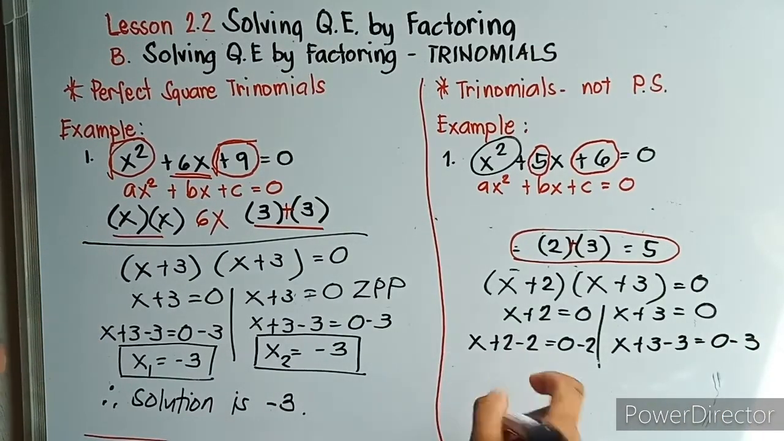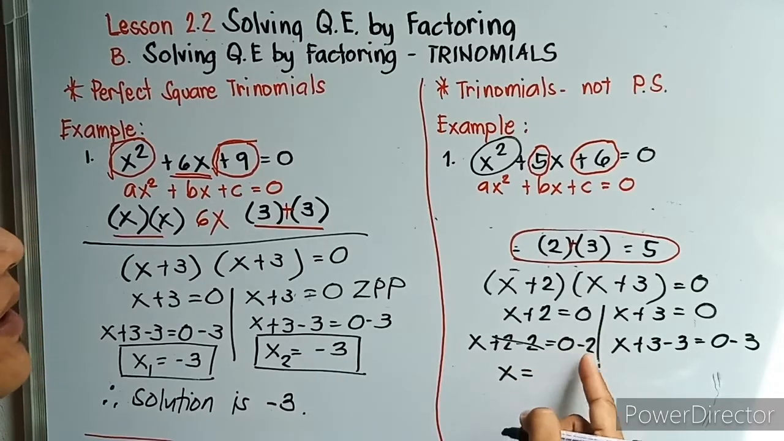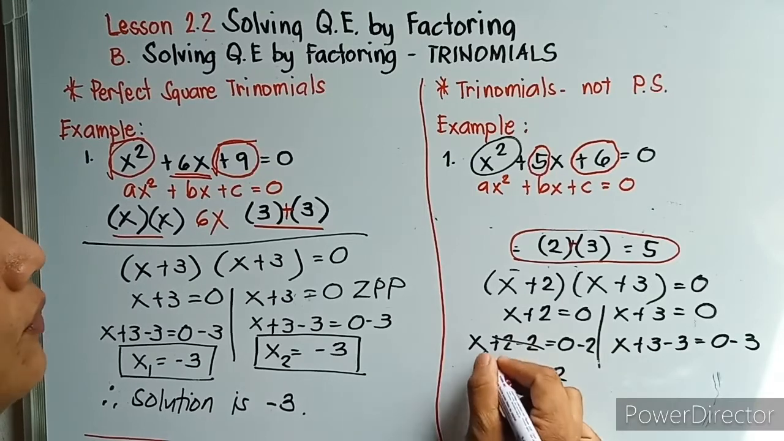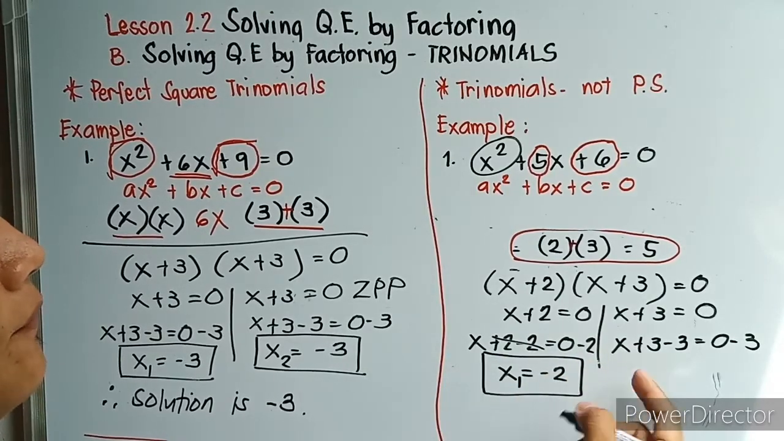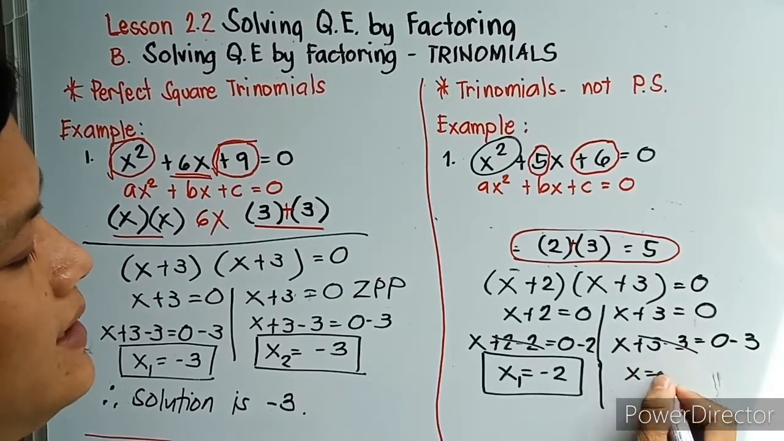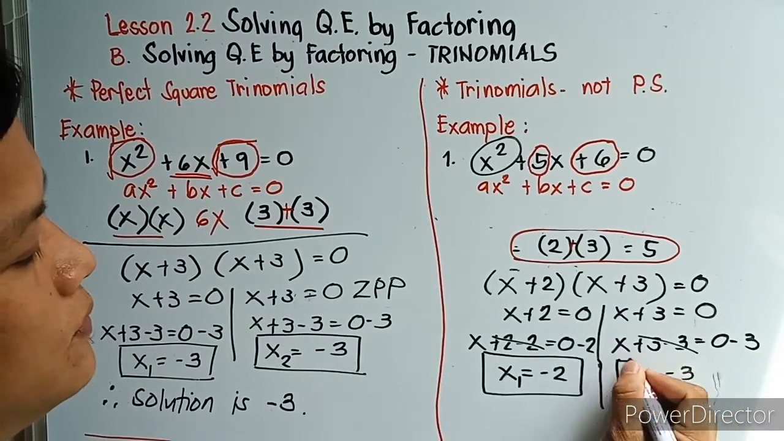Then 2 minus 2 is 0. So the remaining is x equals 0 minus 2, that is negative 2. So our x sub 1 is negative 2. Then for our x sub 2, we have x, 3 minus 3 is 0. So we have x equals negative 3 for our x sub 2.